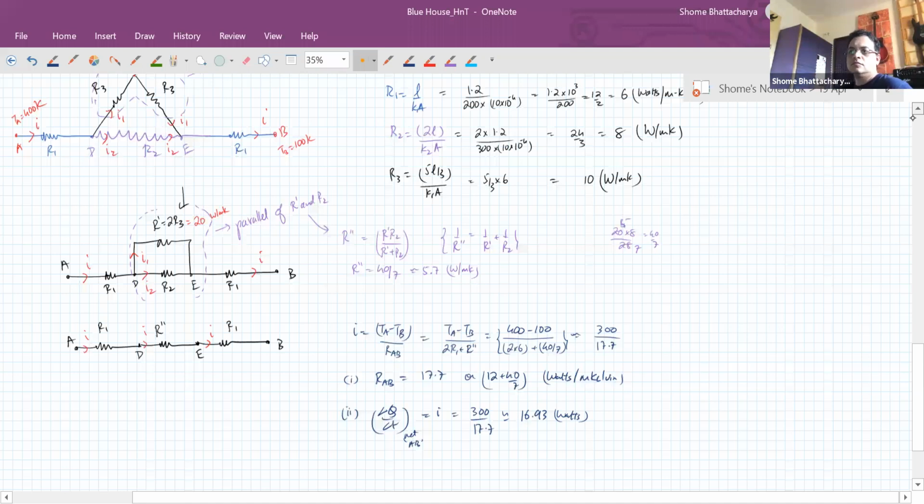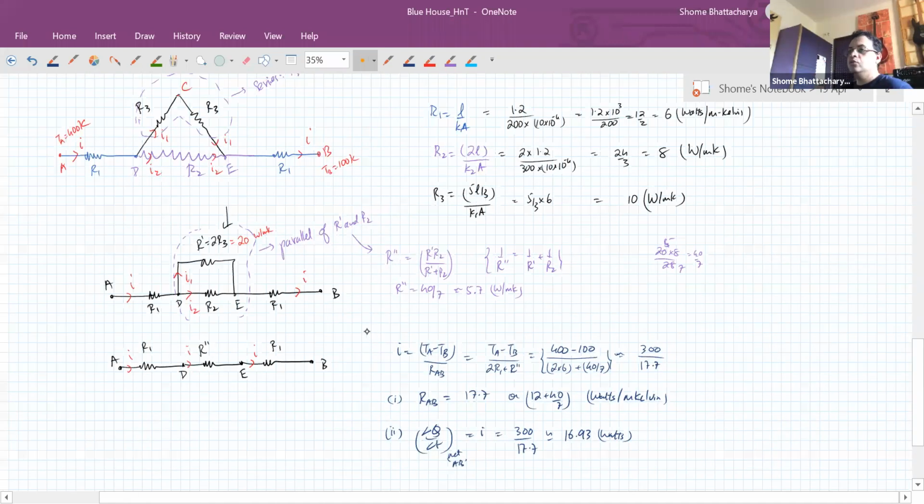Sir, can we take a series combination from A to D and D to C, and then that will give us our R equivalent for A to C? No, we cannot take A to D plus D to C because the current is not common in R1 and R3. The current I is splitting into I1 and I2, so we have to consider a parallel combination also.